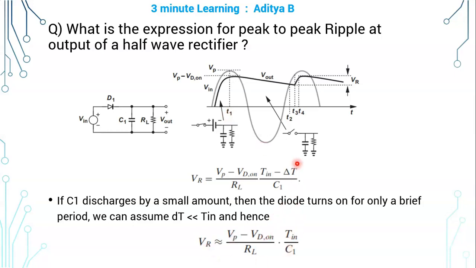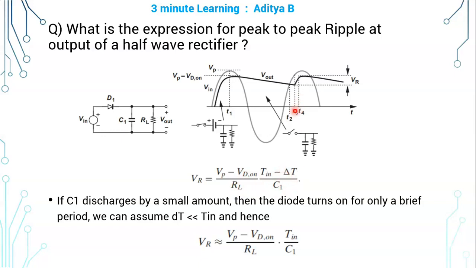With that approximation, we can get the expression as Vr is equal to Vp minus Vd on, that is this value, into Tin by tau, or Tin by discharging time constant, or Tin by RL into C1. If you don't want to do that approximation, then T4 minus T3 is nothing but delta T. You can get the actual expression as, so if you see, this is approximated, so approximated symbol is there. This is actual expression, so equal to symbol is there. Vp minus Vd on into T minus delta T by RL into C1.